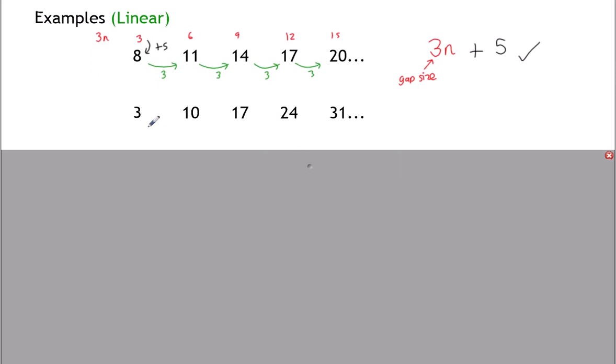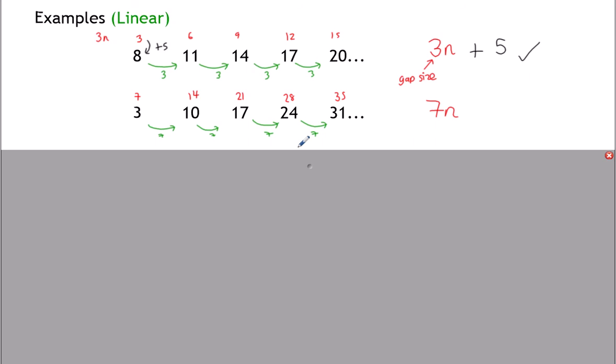Look for your gap size first. This time the gap size is 7. And that means I can do 2 things. The first thing I'm going to do is write 7n in my formula because the gap size is 7. And the second thing I'm going to do is to write the 7 times table from the beginning on top of the numbers. You always start from 7 because it's the 7 times table. Don't start from anywhere else in the 7 times table.